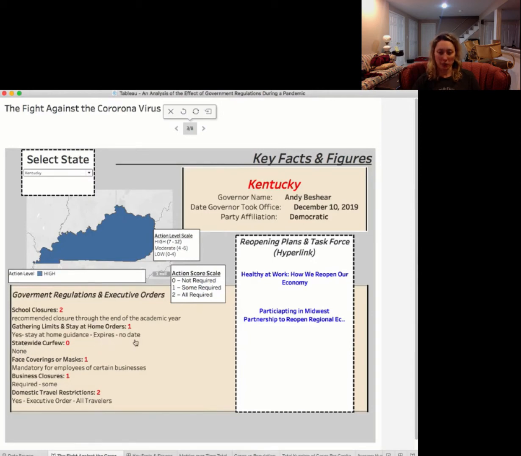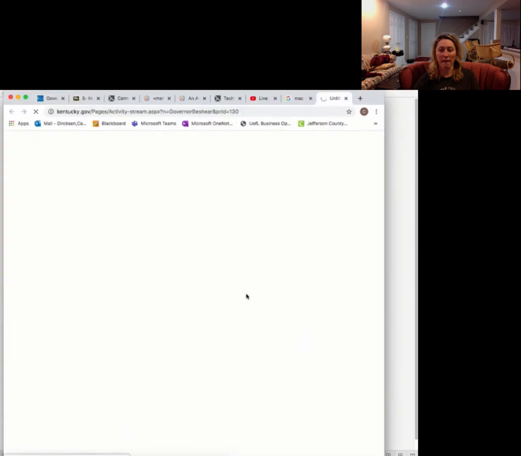So other information I have on this page is just governor name, current governor, and the date that governor took office, as well as their party affiliation. Additionally, I wanted to include access to their reopening plans and their task force that they're affiliated with. So these are all hyperlinked, and you can click on them and the web page will come up.